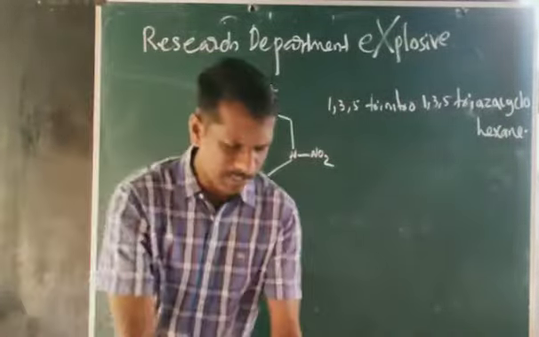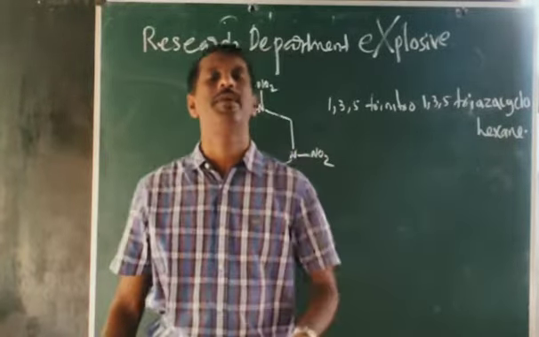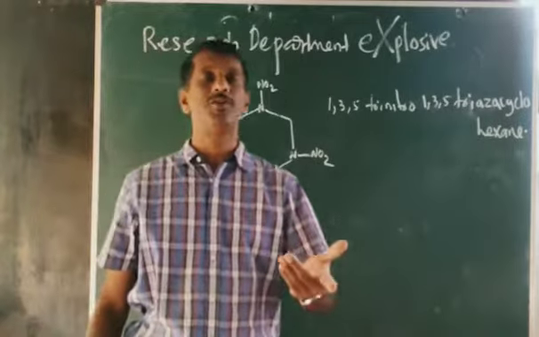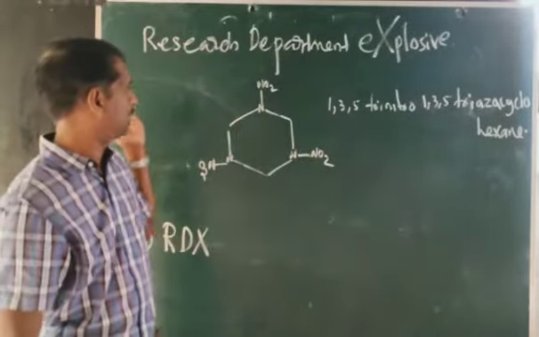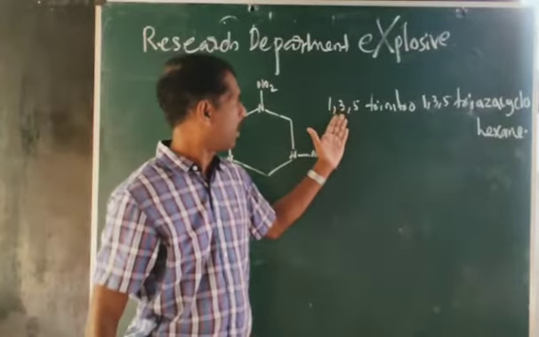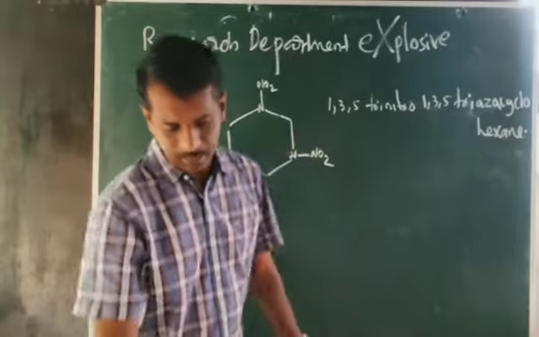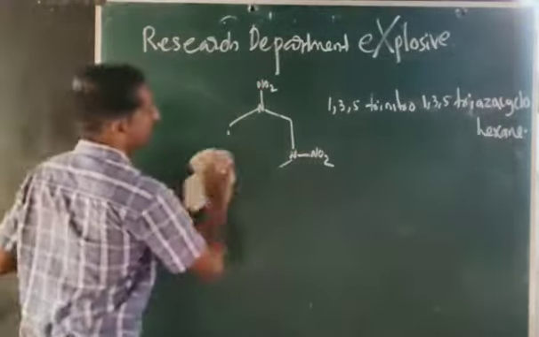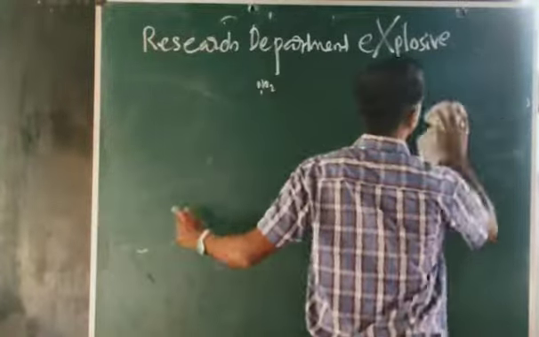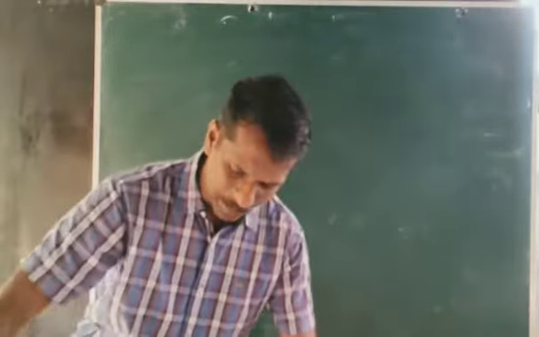So these are a few examples of explosives. One is nitroglycerin, second one is dynamite, third one is TNT, trinitrotoluene, and the next one is RDX, which is known as 1,3,5-trinitro-1,3,5-triazacyclohexane. Okay, these are some examples of explosives. Now, next is the chemistry behind the functioning of explosives containing multiple nitro groups.